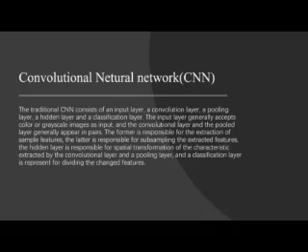The former is responsible for the extraction of sample features. The latter is responsible for subtracting the extracted features. The hidden layer is responsible for spatial transformation of the characters extracted by the convolution layer and pooling layer, and the classification layer is responsible for classifying the transformed features.